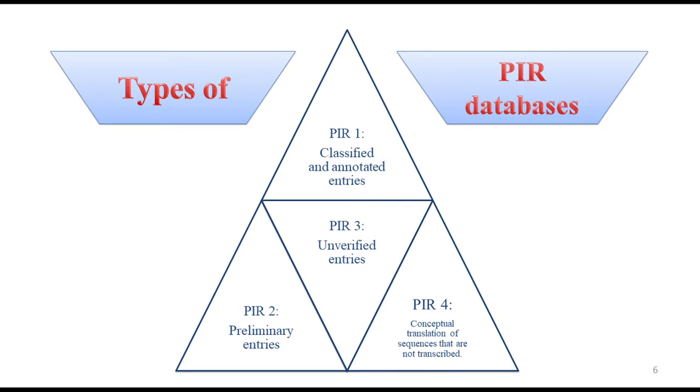PIR is divided into four types: PIR1, PIR2, PIR3, and PIR4. These differ in terms of quality of data. Currently, PIR1 and PIR2 account for 99% of all entries. PIR1 contains classified and annotated entries. PIR2 contains preliminary entries. PIR3 contains unverified entries, while PIR4 contains conceptual translation of sequences that are not transcribed.